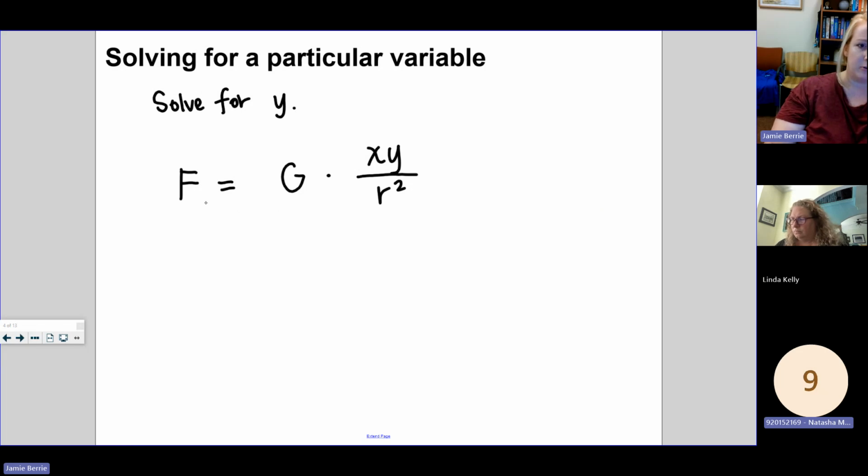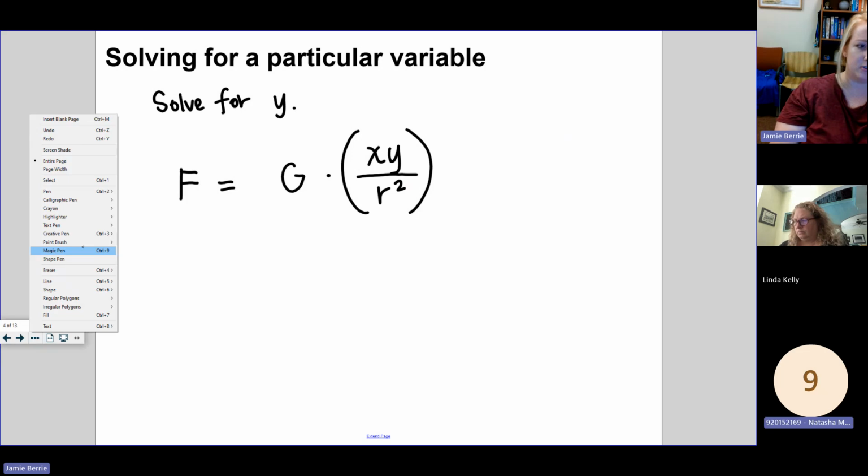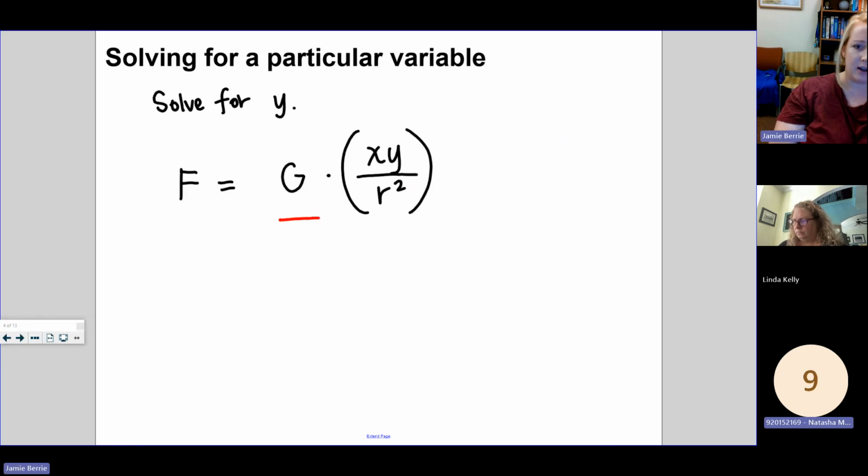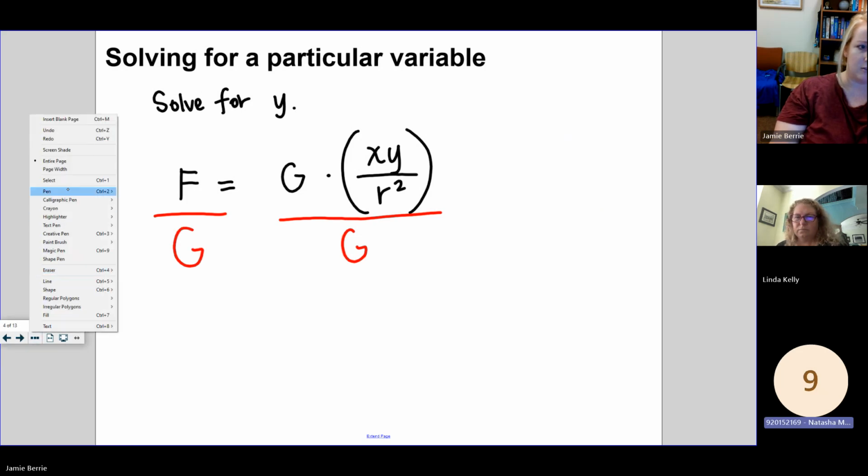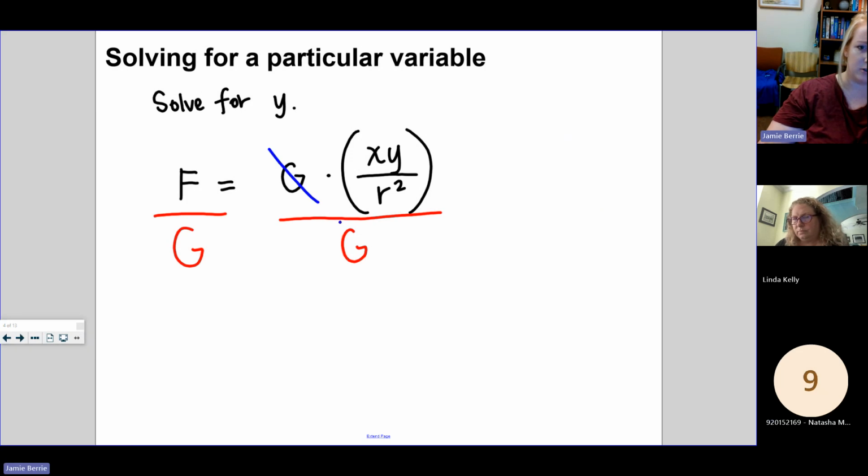All right, so we have F equals G times XY over R squared. Now, don't let the R squared mess you up. Right now, think of it as we have a fraction right here, and this G is in the way. So we need to get rid of the G first. So go ahead and divide both sides by G. Then that's going to cancel out G.